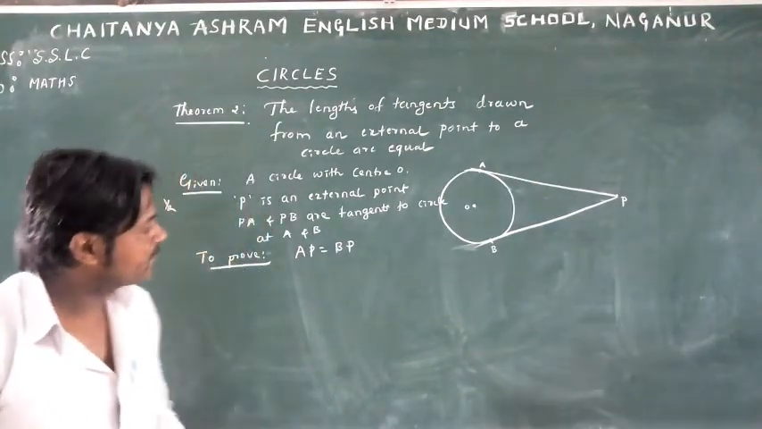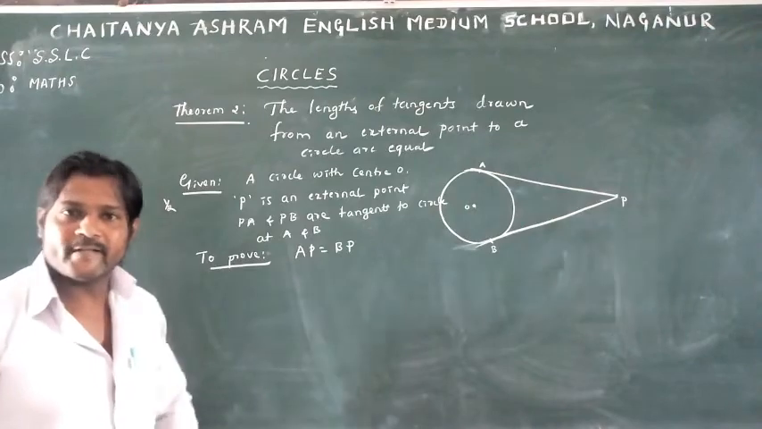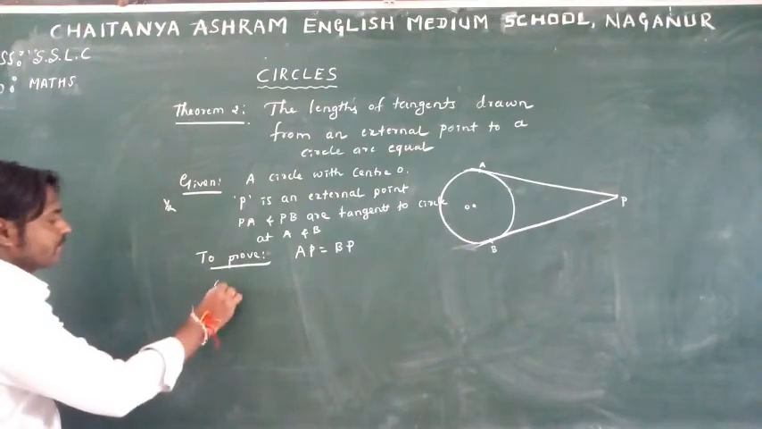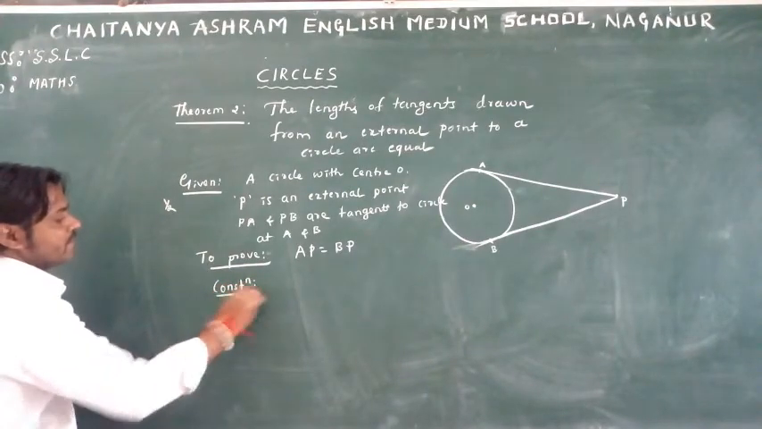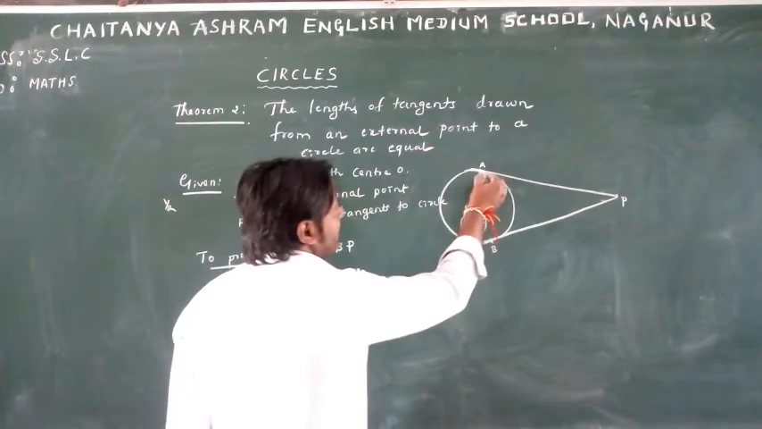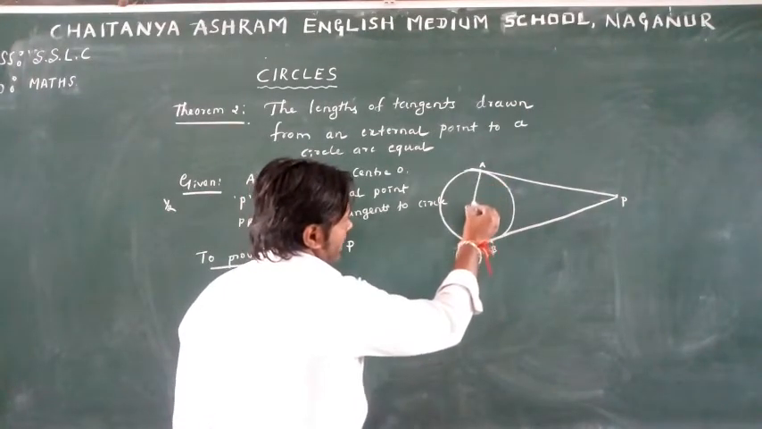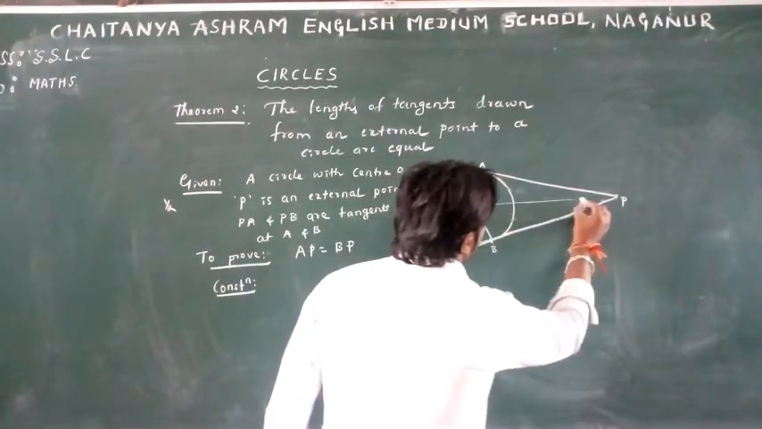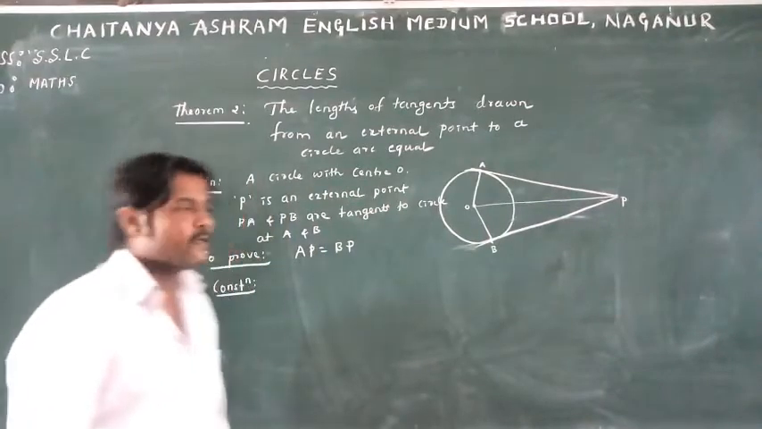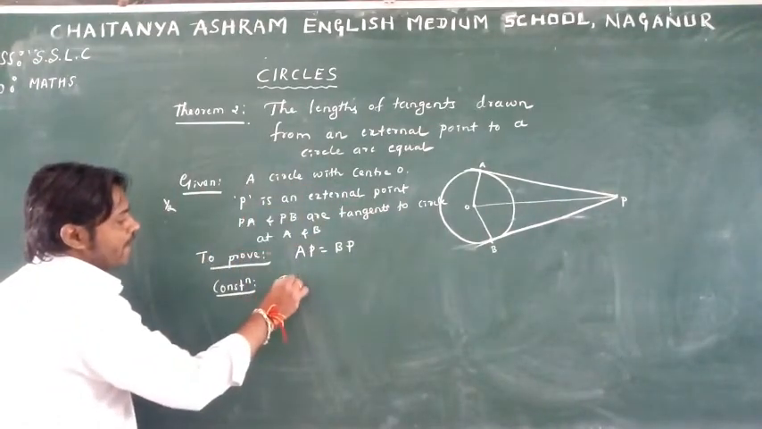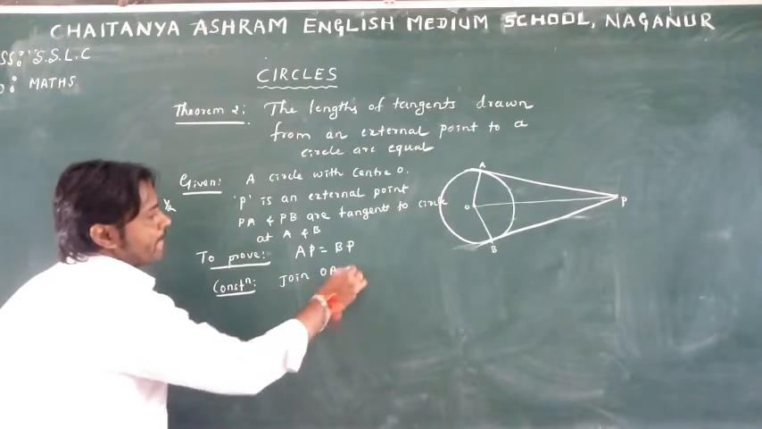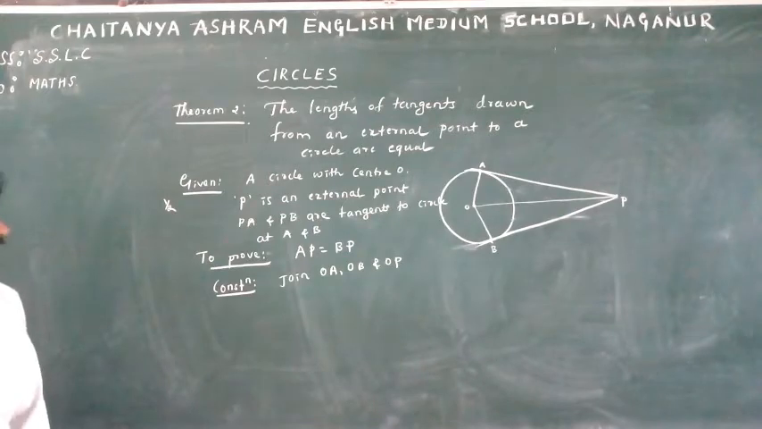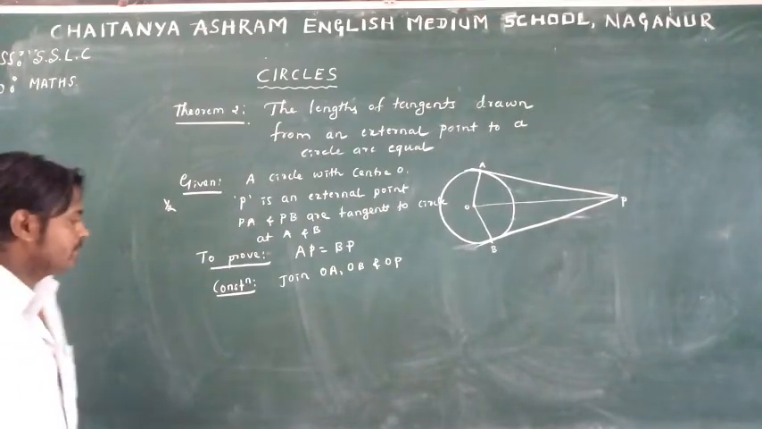Dear students, to prove this result, we need some construction in our diagram. That is, construction: join OA, OB and OP. Okay, so what did we do there? Join OA, OB and OP. This is our construction. Okay, then proof.